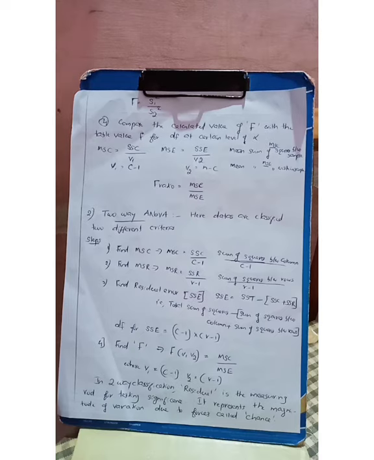If the calculated value of F is less than the table value, we may accept the null hypothesis. And if the calculated value of F is more than the table value, then the null hypothesis is rejected. This is the decision criterion of the F test.